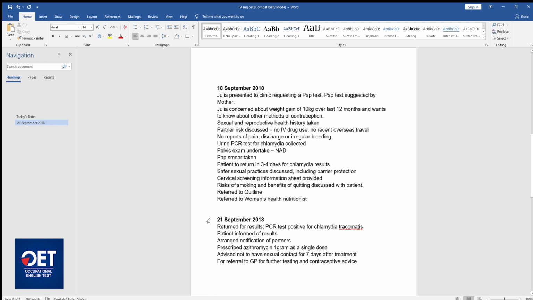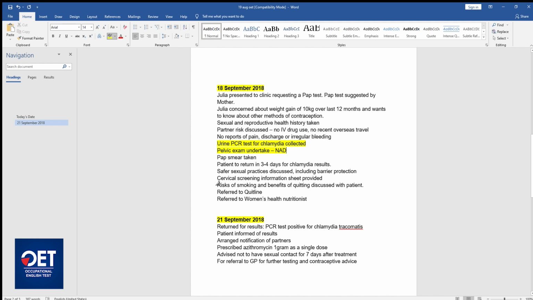Then, her visits. The first visit was on 18th of September 2018 and second was on 21st of September 2018. So, if we talk about 18th of September, Julia presented to the clinic requesting a pap test because that was suggested by her mother, and moreover she was concerned about her weight gain. Then history is given about her reproductive health, then urine PCR test information is given, and the pelvic examination information is given to you.